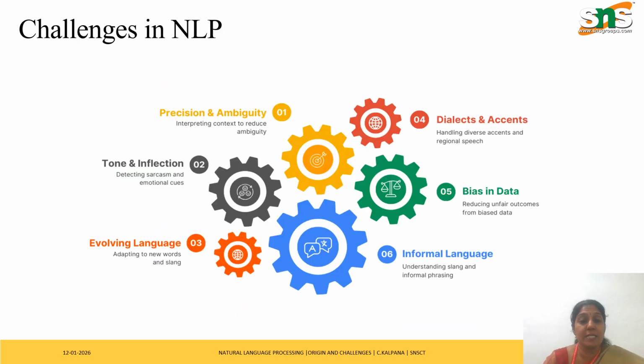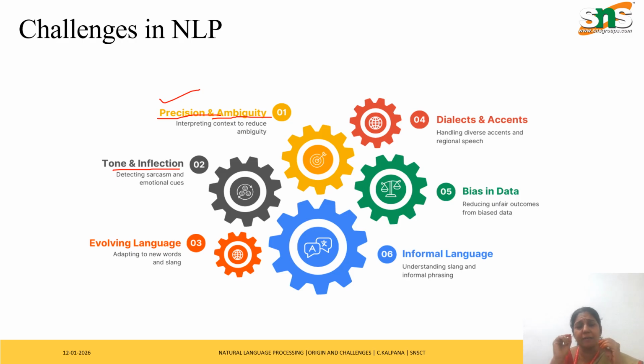Next are the challenges in natural language processing. Even though the machine can understand human language clearly, sometimes it faces difficulties too. Understanding different users' slang leads to ambiguity, which means confusion for the NLP system. Precision and ambiguity is the first challenge, because of interpreting different styles of speaking. And next is tone and inflection.